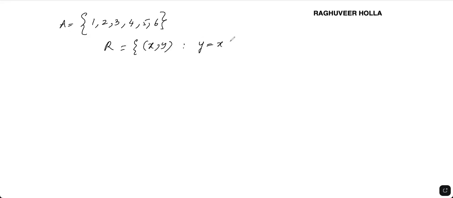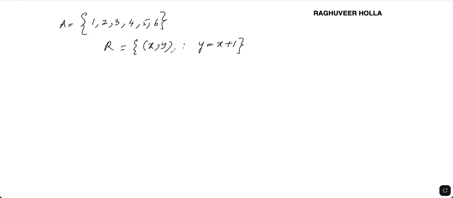Let us look at this problem here. Suppose I have a set A, which consists of the numbers 1, 2, 3, 4, 5, 6, on which the relation R is defined, from A cross A, that is A to A. I can write R as the set of (x, y) such that y is equal to x plus 1.